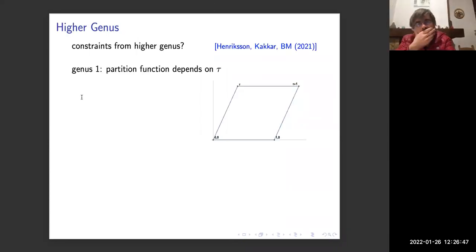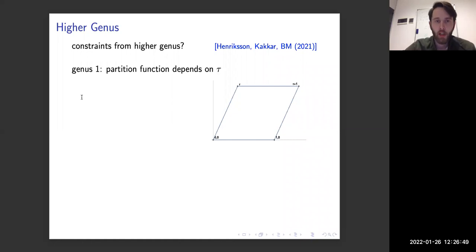Okay. So we want to try to understand the constraints that come from higher genus modular invariants. So let's briefly review. At genus 1, partition functions only depend on tau. Conformal transformations can map any torus to the flat torus, and the remaining Riemann surface only has one undetermined complex parameter.